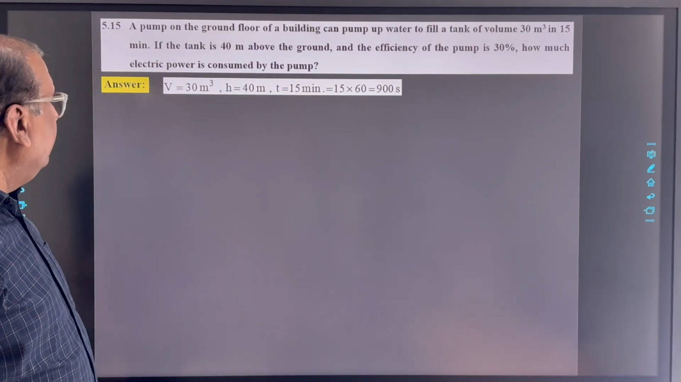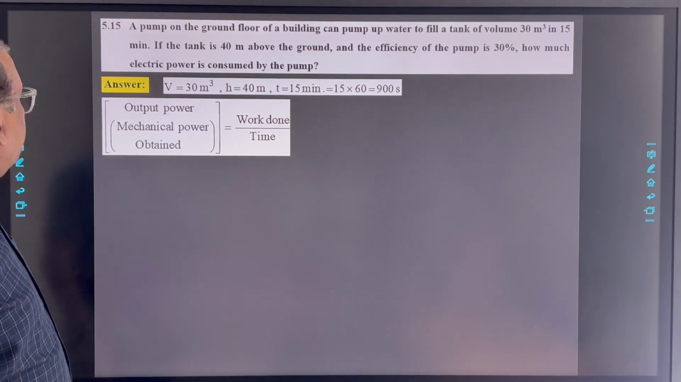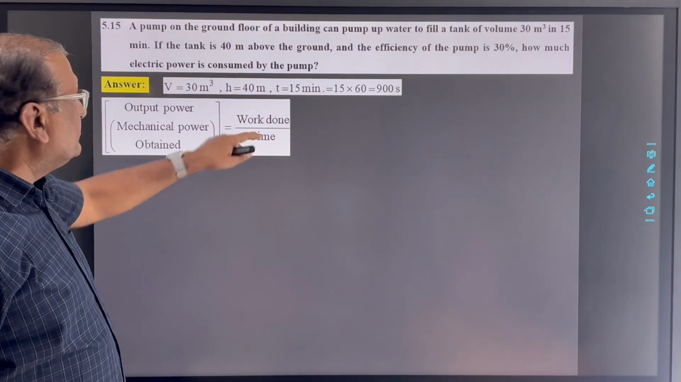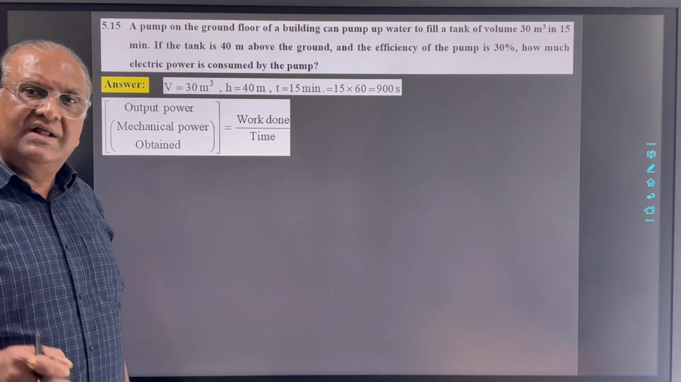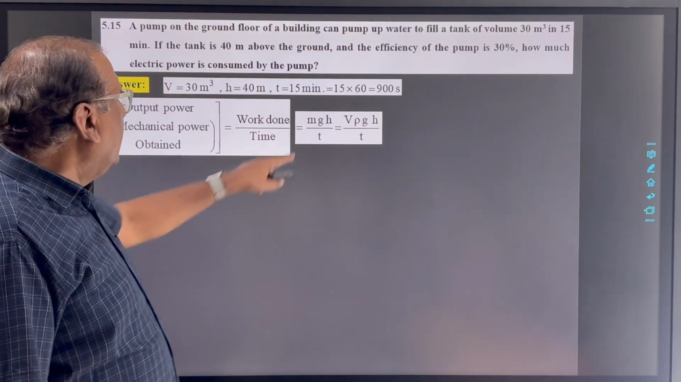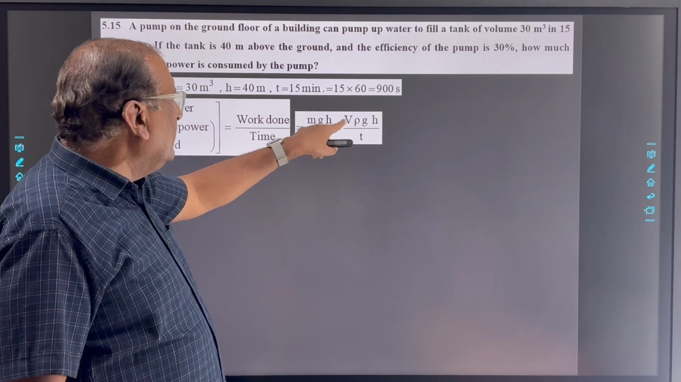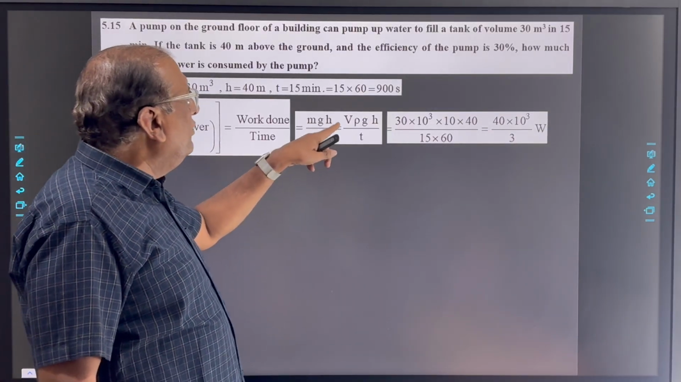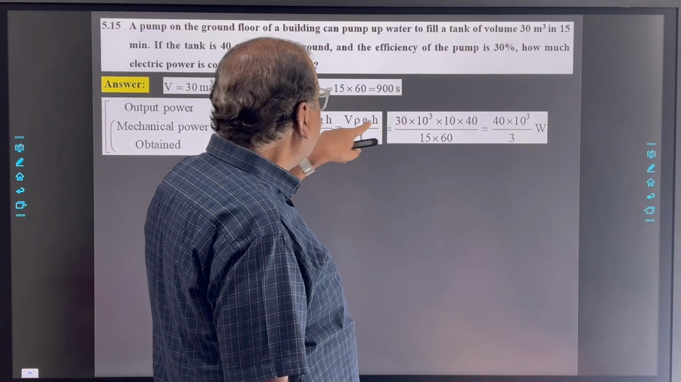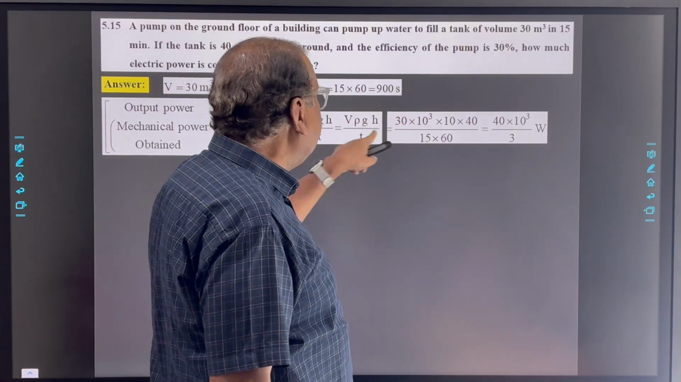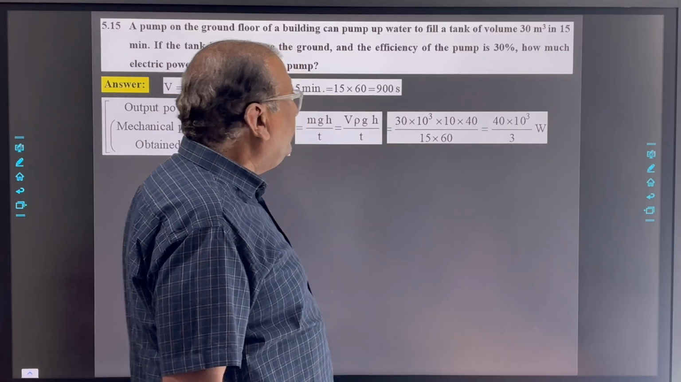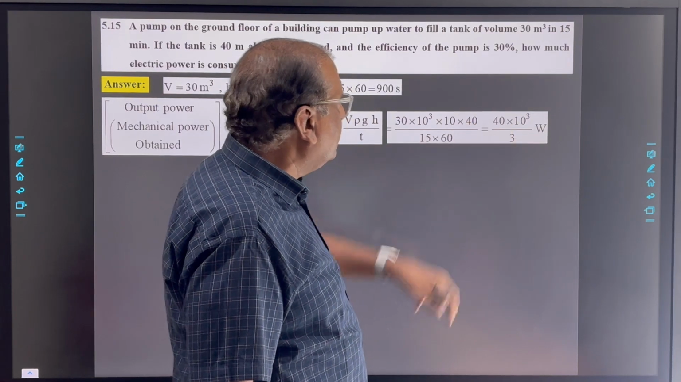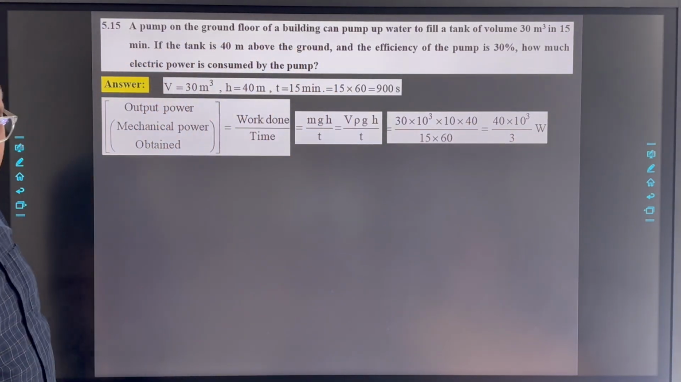Clear? So here the mechanical power obtained, that is the output power, is work done upon time. Work done is mgh upon time t, and mass is volume into density. So if we substitute the values, volume 30 meter cube, density 10 raised to 3, g 10, h 40 and t 15 into 60, you will get the output power, that is 40 into 10 raised to 3 by 3 watt.